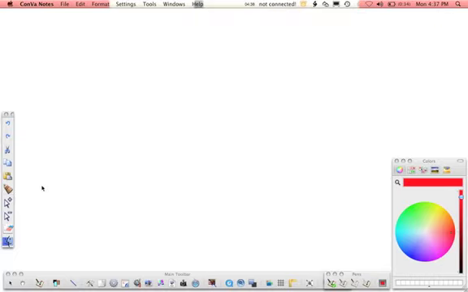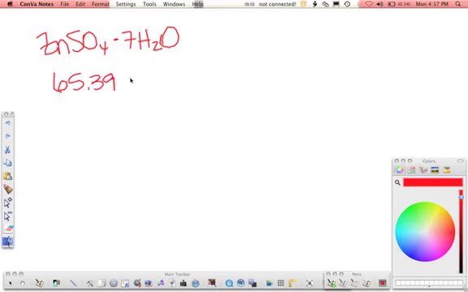All right, number 2 says find the mass percentage of water in zinc sulfate heptahydrate. So finding the percentage of each thing, actually no, finding just the percentage of water. So take and find the mass of this whole compound. So zinc has a mass of 65.39. Add to that the mass of sulfur, which is 32.07, plus 4 right here times the mass of oxygen, plus 7 times the mass of water.